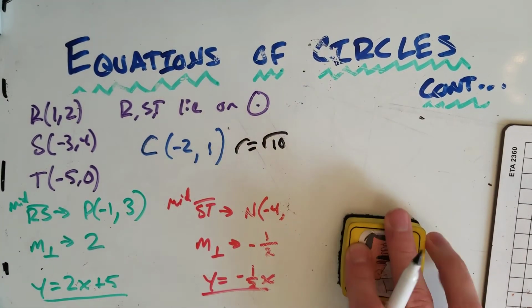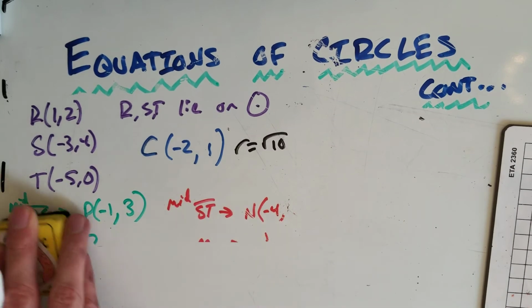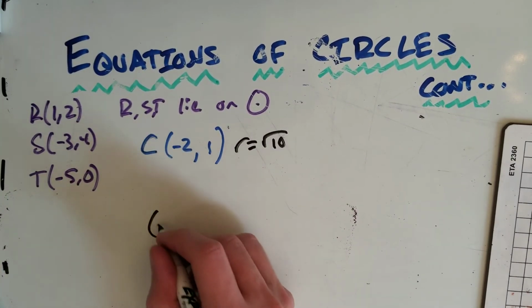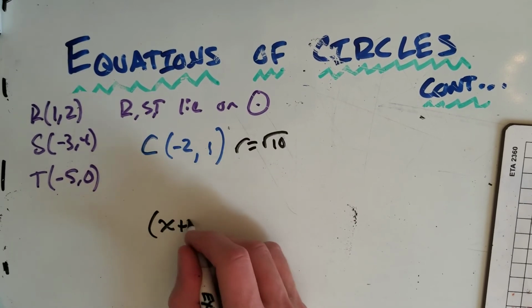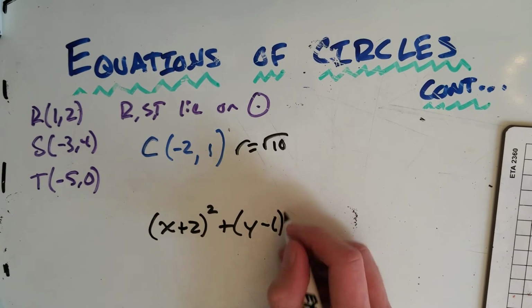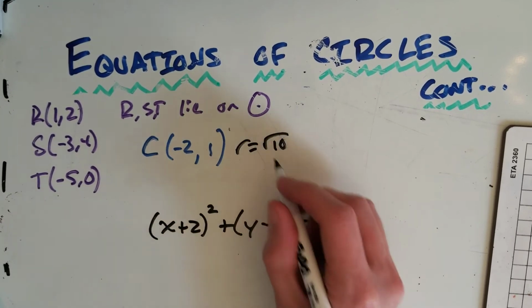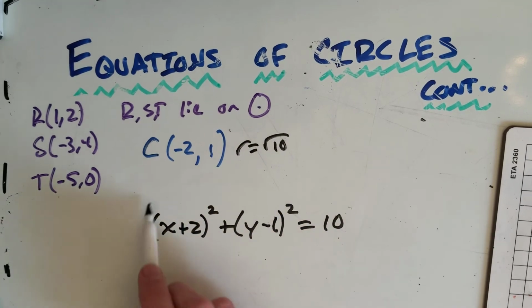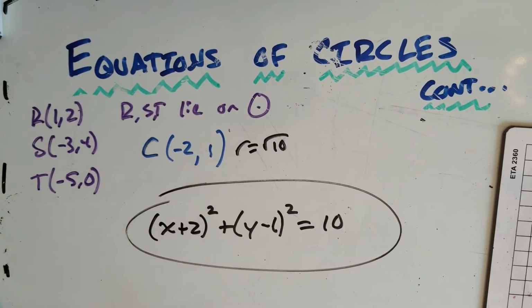Our equation, and perpendicular bisectors are going away. Our equation, we have x minus negative 2, so x plus 2 squared, plus y minus 1 squared, there's your center, equals the radius squared, so the radical 10 squared is 10. So this would be the equation for the circle that goes through all those points.